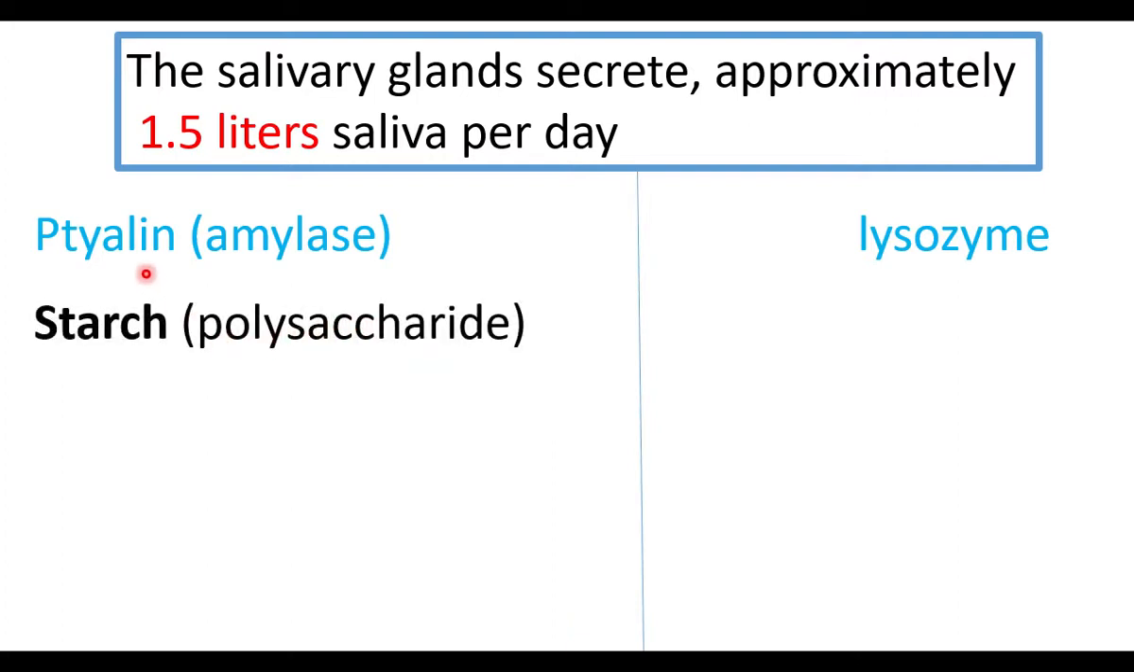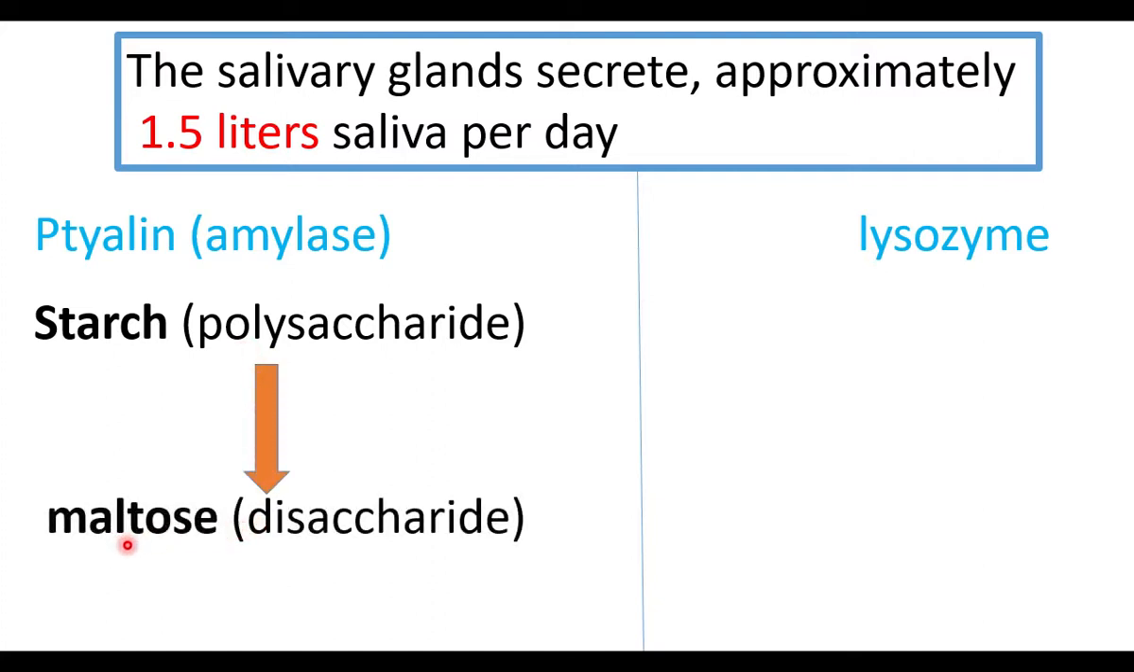The ptyalin converts or breaks starch. Starch is a polysaccharide. When we eat cooked rice, that is starch. The starch is broken down into disaccharide, maltose, by ptyalin or amylase present in the saliva. Poly means many. Many sugar units form starch. Maltose has 2 sugar units. 2 glucose units form maltose. It is disaccharide. So digestion starts in mouth. Lysozyme kills bacteria. It digests bacterial cell wall. It is antibacterial enzyme.